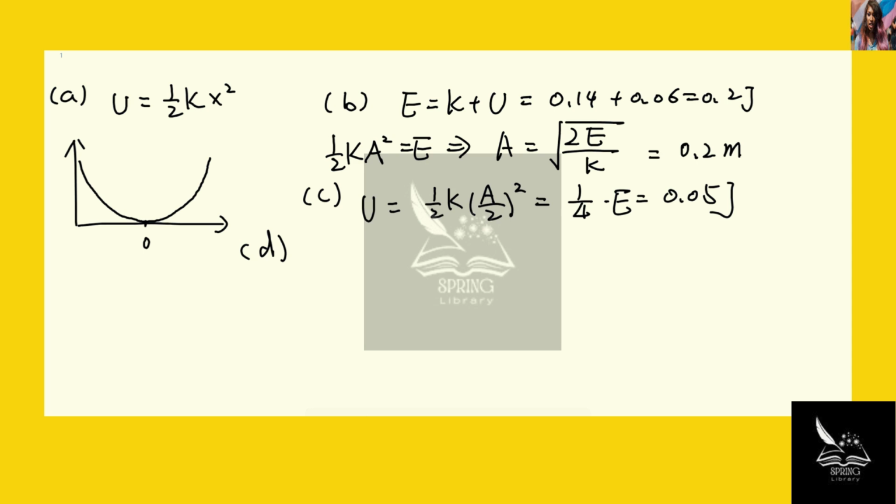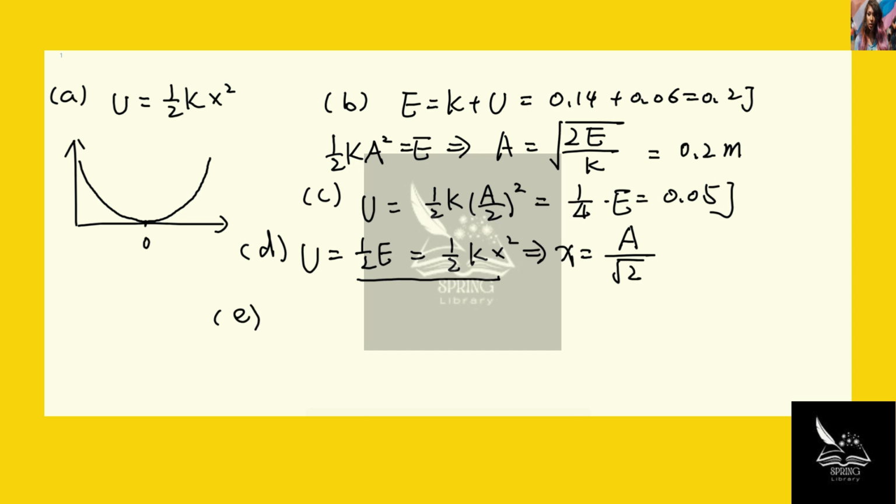D. When the kinetic and potential energies are equal to each other, the potential energy is half of the total energy. So U equals half E, right? And it's equal to half kx squared. From this relation, and knowing that E is equal to half Ka squared, we know that x equals A over square root 2.